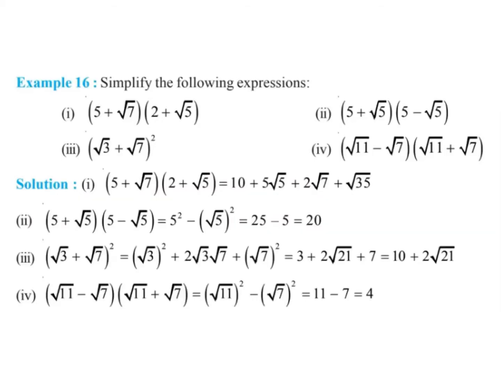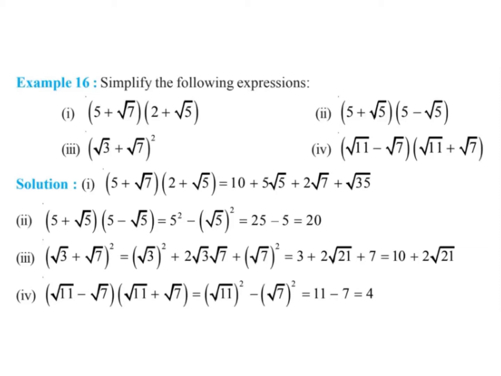Now next example is simplify the following expressions. First one is (5 + √7)(2 + √5). Now here you can see that it is not of the form (a + b)(a − b), so we can't use this formula. So we will solve it by simple multiplication. First of all we will multiply 2 + √5 by 5 and then we will multiply 2 + √5 by √7.